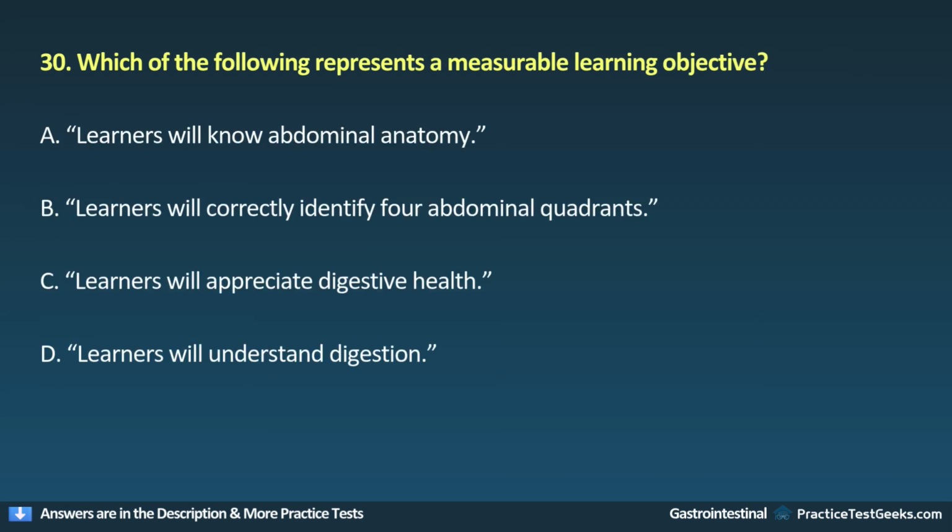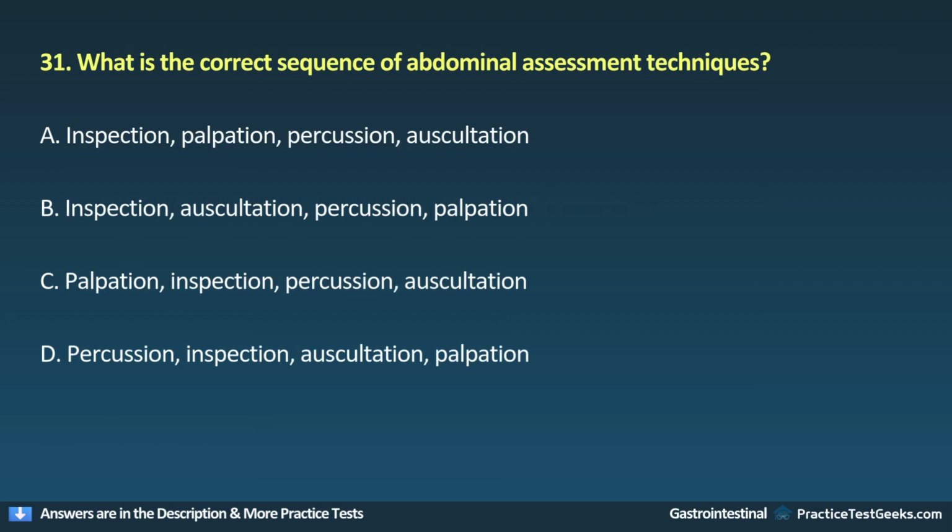30. Which of the following represents a measurable learning objective? A. Learners will know abdominal anatomy. B. Learners will correctly identify 4 abdominal quadrants. C. Learners will appreciate digestive health. D. Learners will understand digestion.